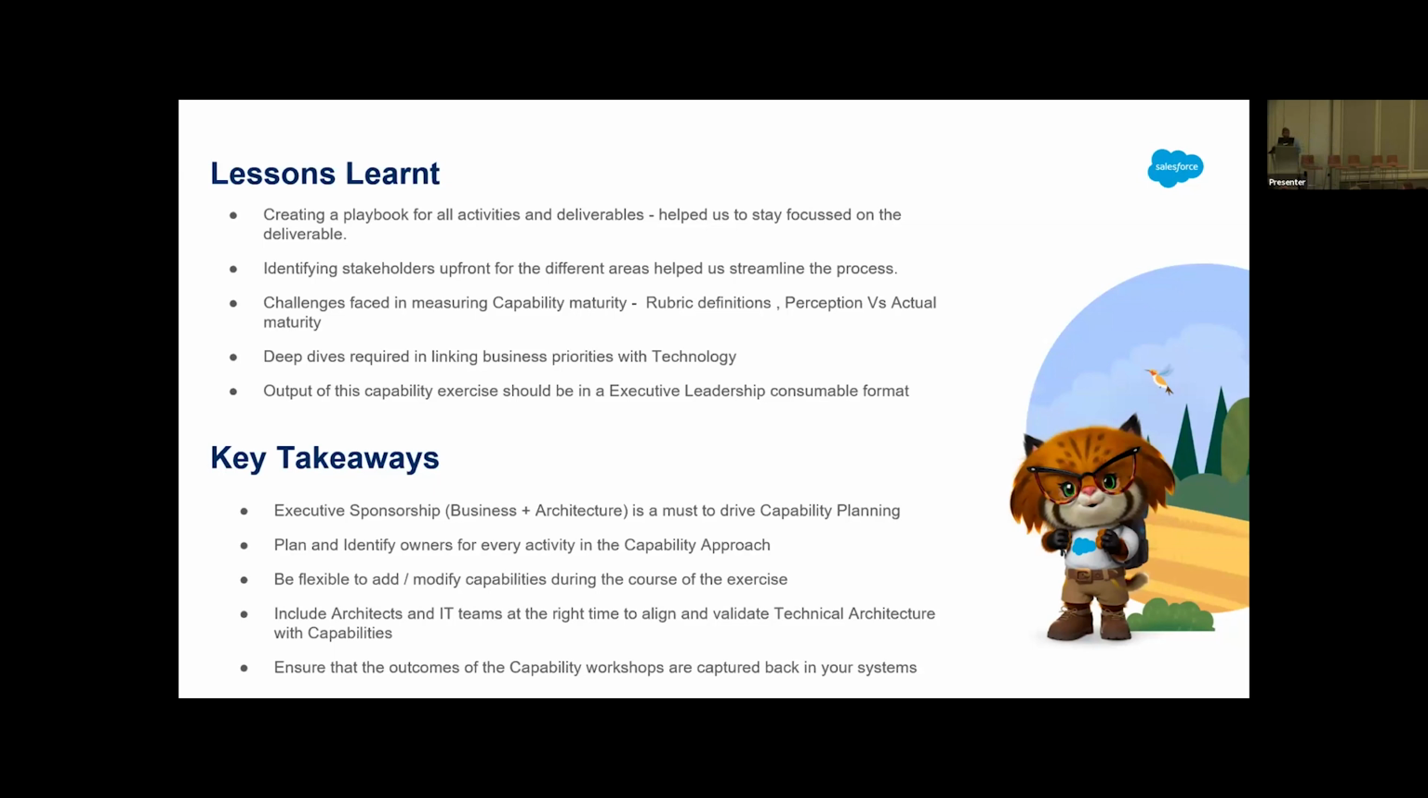Then, identifying stakeholders is also very key, because to measure capability you need the right people. I cannot ask a VP or an EVP to come and measure a capability. He doesn't know what's happening on the ground. So how will you measure a capability when you do not know what's happening on the ground? You need to involve the right people there.